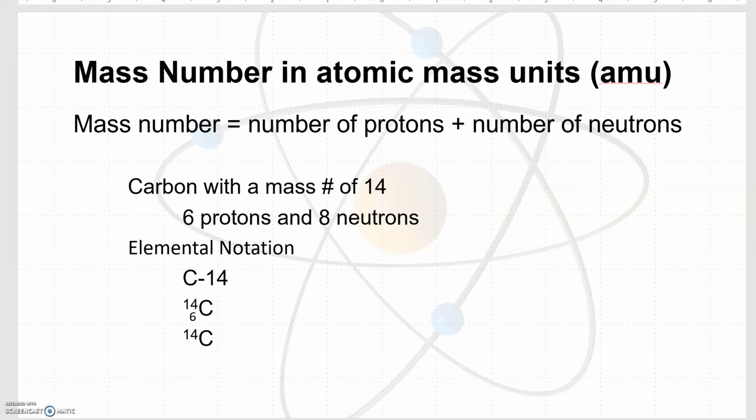I used to get confused when I'd see these, especially if they gave me 2 numbers. But here's what you want to do. Go to your periodic table, find carbon. You'll see the atomic number is 6. So you'll know, okay, 6 protons. That 14 must be my mass.